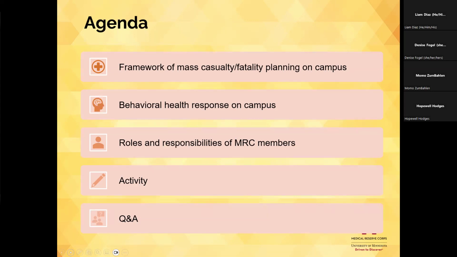So our agenda, just really quickly, is to talk about kind of the framework that we're using to plan for mass casualties and mass fatalities on campus. What is our behavioral health response on campus, and what is sort of the general behavioral health and mental health ecosystem that we have on campus? What are our roles and responsibilities of our MRC members? We're going to do a group activity to just sort of walk through a scenario and apply some of the stuff that we talk about today. So don't worry, no pressure, but just something to get you engaged a little bit more than just listening to us talk for 2 hours. And then have some time for Q&A at the end.